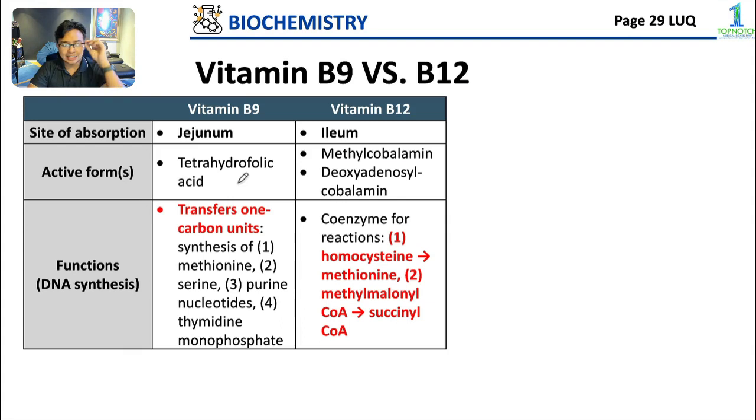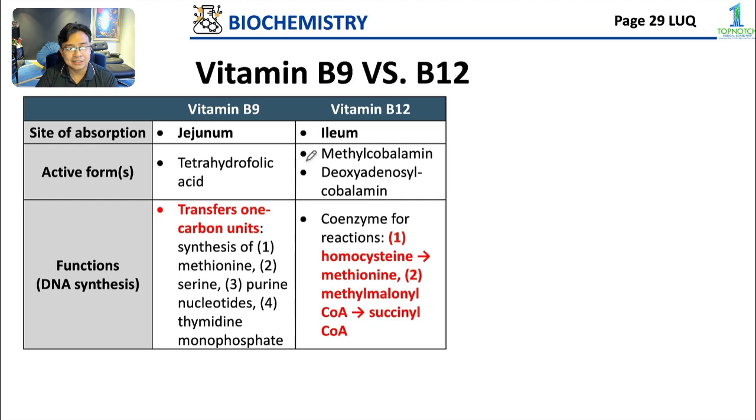Now, let's talk about the last two, B9 and B12. They are a bit different: they are both stored in the liver, right? That's unusual for water-soluble vitamins. B9 is absorbed mainly in the jejunum, while B12 in the ileum. The active form of B9 is THF, while B12's are methylcobalamin and deoxyadenosylcobalamin. B9 is mainly for transferring 1 carbon units, seen in methionine synthesis, serine, nucleotides, and even thymidine monophosphate.